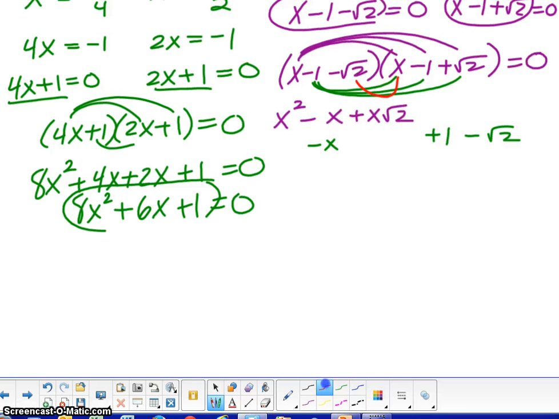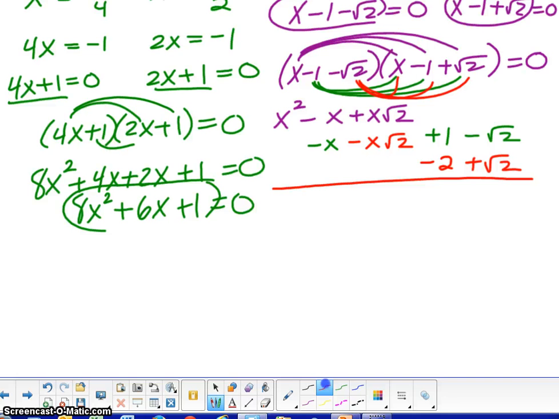Here is a negative x square root of 2. Notice I'm putting them right underneath. It just makes it easier for canceling. Negative square root of 2 times negative 1 is a positive square root of 2. And the last one is a negative 2. So that's going to combine with this one.